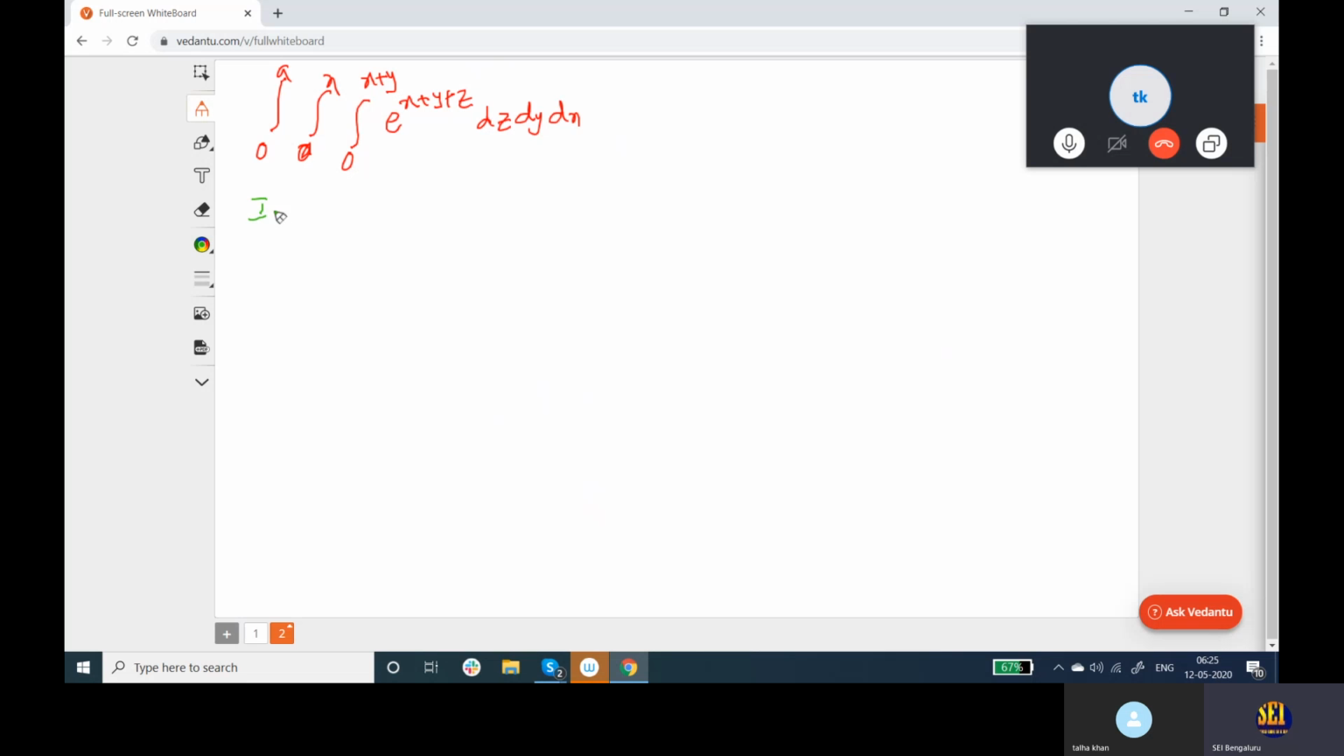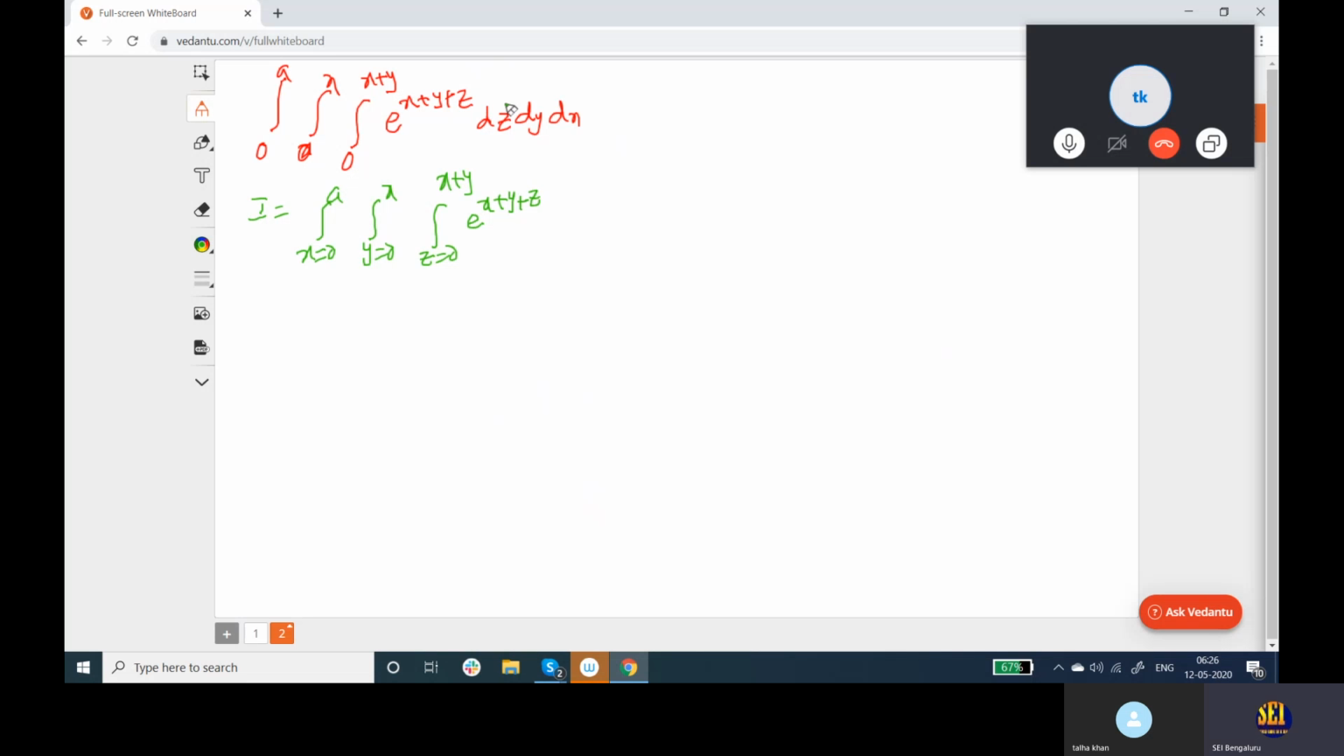First step, I is equal to, this one will come first. Yes? x is equal to 0 to a, next the y value will come. y is equal to 0 to x, integral z is equal to 0 to x plus y, e power x plus y plus z. Yes, this is the first step.